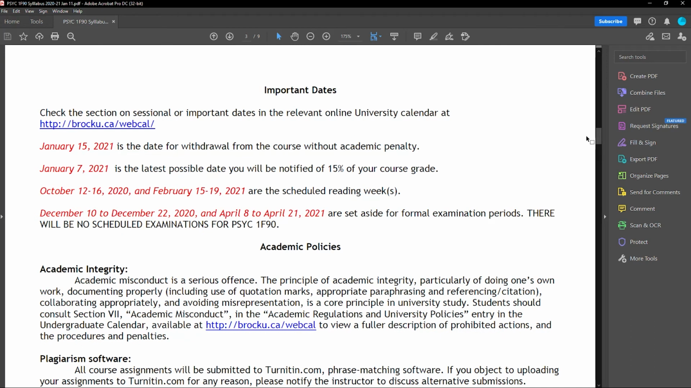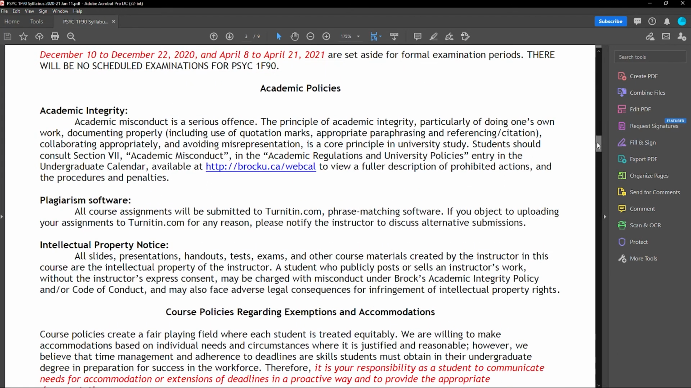On the third page, we have important dates. These won't be on every syllabus, but if you are looking for this information, it can be found on the Brock website. Your syllabus will also likely include a section on academic policies, for example, topics such as academic integrity and intellectual property.